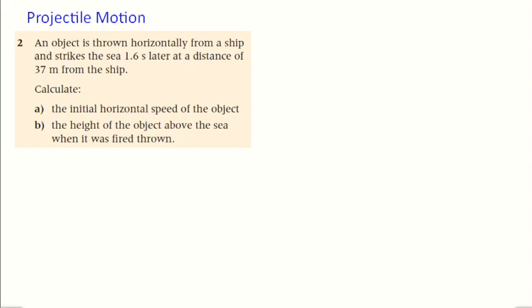So another example. An object is thrown horizontally from a ship and strikes the sea 1.6 seconds later at a distance of 37 meters from the ship. So let's write down what we know. We know time, 1.6 seconds, and we know a distance, some kind of displacement, 37 meters.